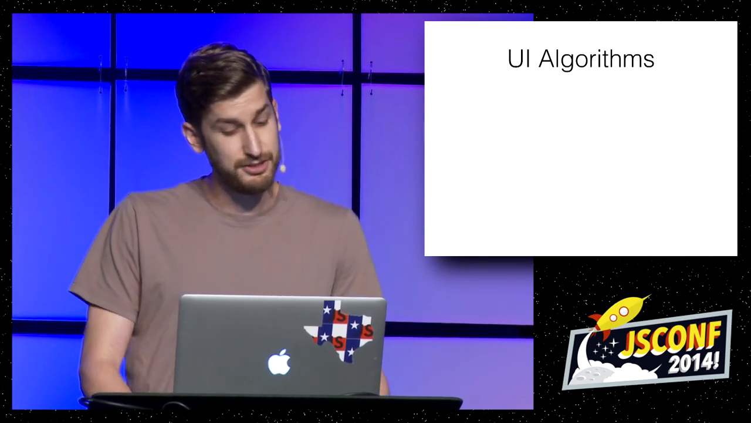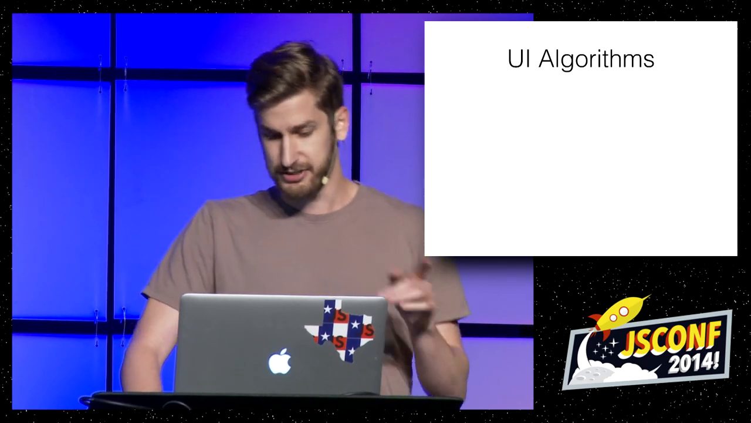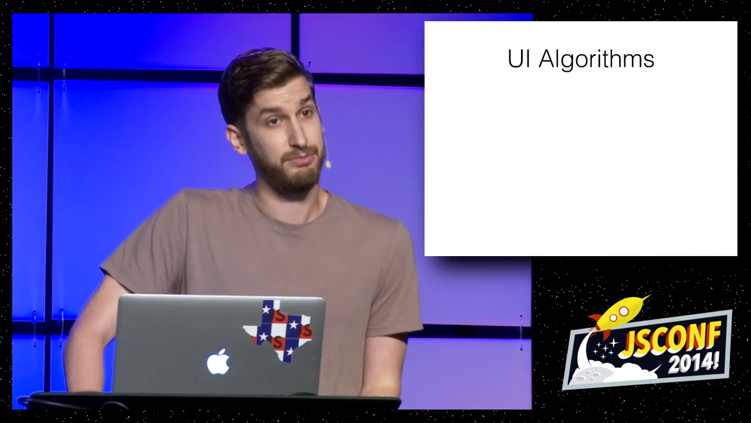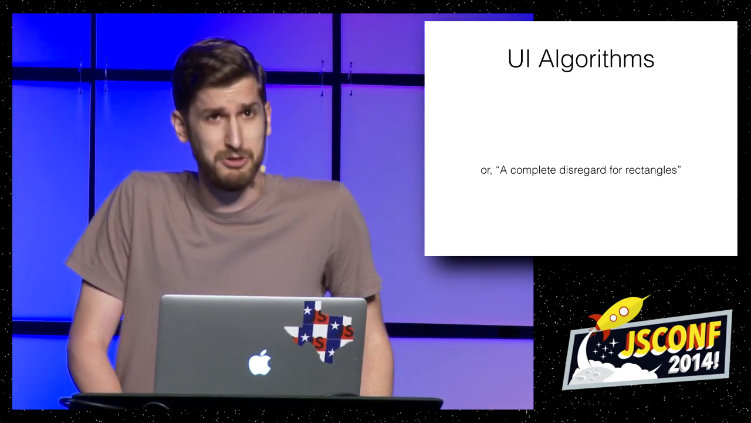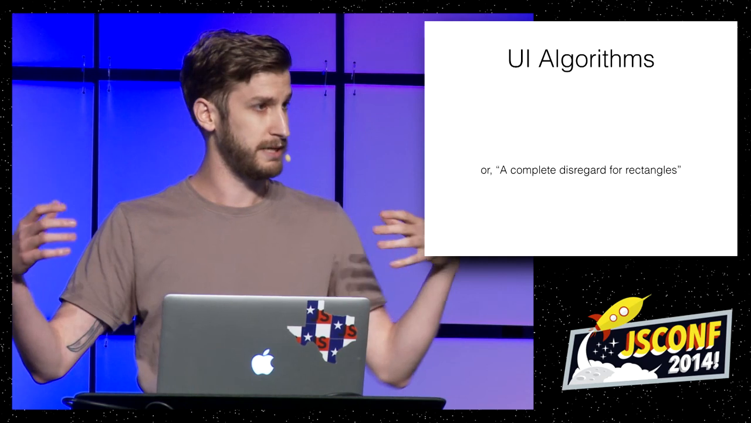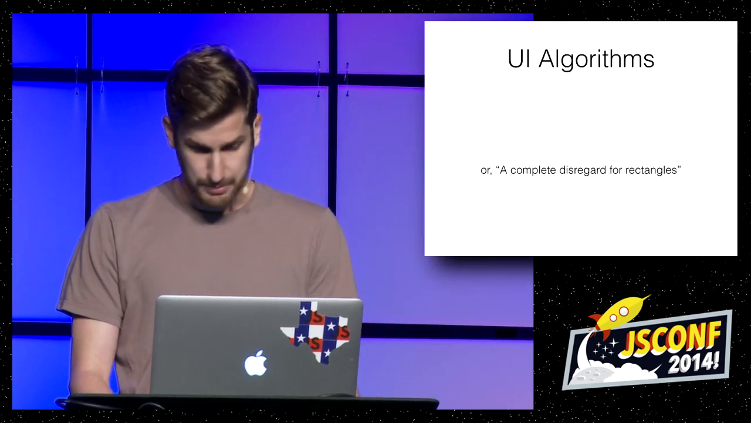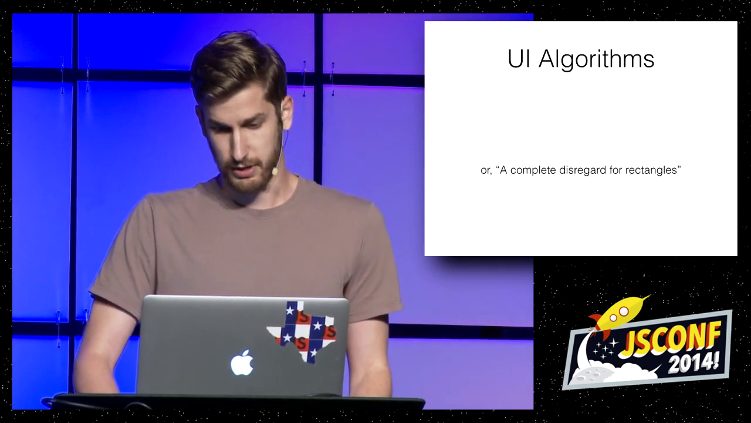So we'll be diving into two algorithms today. One of them deals with optimizing hit state. That one actually involves a US presidential election and a cholera outbreak. Just stay with me. And the next one deals simply with menus. An alternate title for the talk was a complete disregard for rectangles, since that is what we're going to be doing: working around the HTML block level rectangular confines that were put in. That title ended up introducing more questions than it answered, so I'm sticking with UI algorithms.